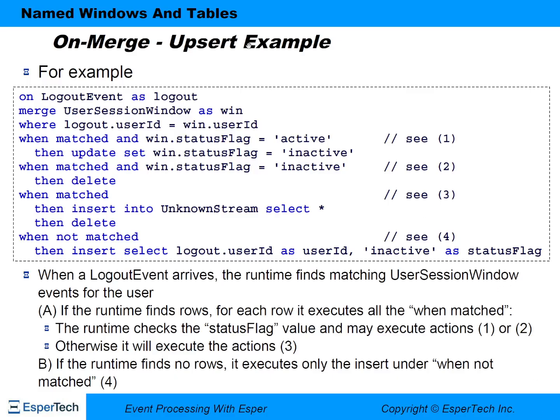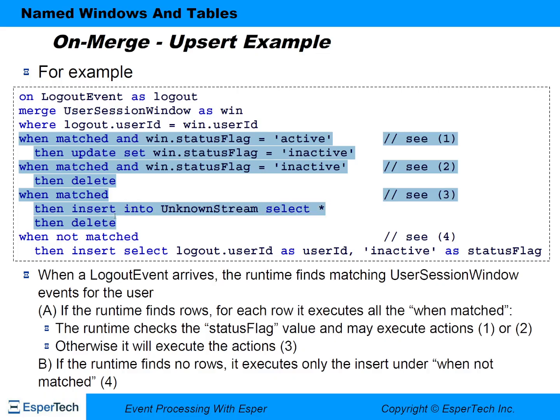We present an example for upsert here. This example onMerge acts when a logout event arrives. It merges against the user session window that was defined on the previous slide. It has a criteria expression that correlates the logout event user ID with the user session window event user ID. The example has 3 when matched sections and the first 2 when matched sections also have a search condition. The example has 1 when not matched section.